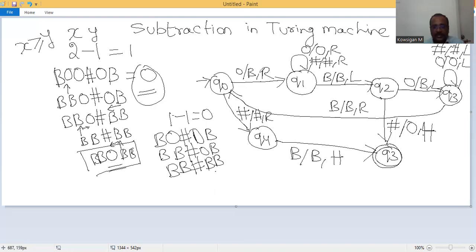So this automata works fine for both x greater than y and x greater than or equal to y. I hope you can understand the subtraction performance in Turing machine.